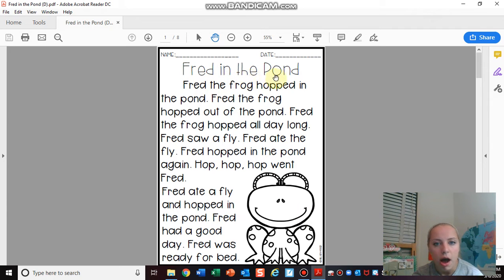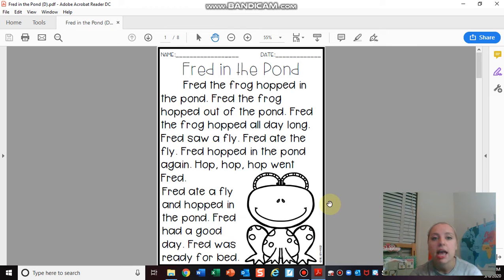Fred in the pond. Fred the frog hopped in the pond. Fred the frog hopped out of the pond. Fred the frog hopped all day long. Fred saw a fly. Fred ate the fly. Fred hopped in the pond again. Hop, hop, hop went Fred. Fred ate a fly and hopped in the pond. Fred had a good day. Fred was ready for bed.